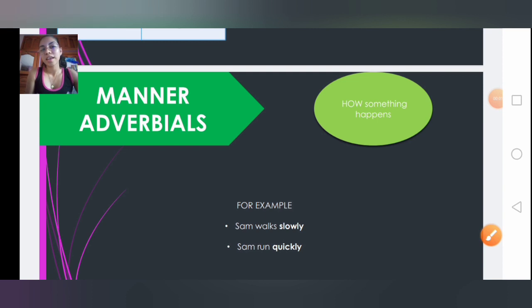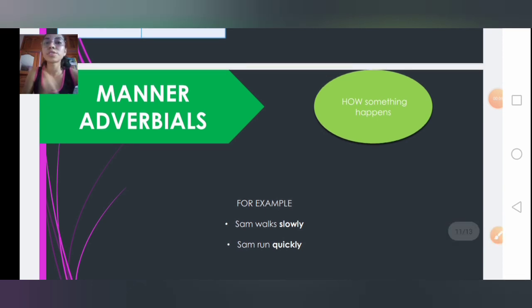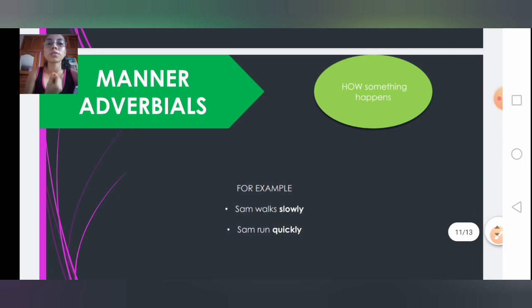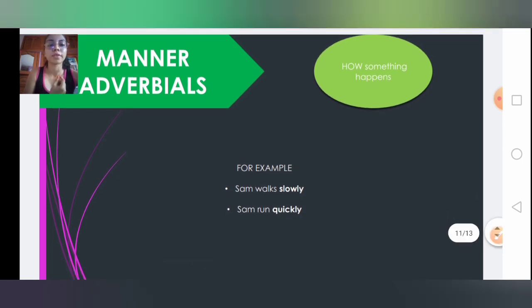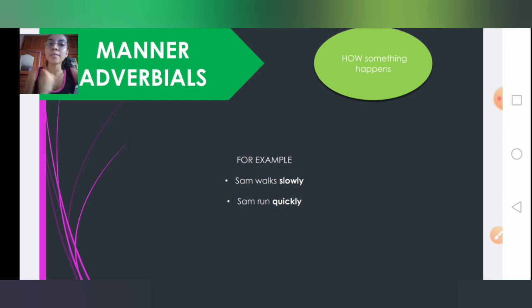Manner adverbials. These describe how something happens. They are usually placed either after the main verb or after the object. It's possible to walk or run at different speeds. For example, some walk slowly, and some run quickly. The words used to describe walking or running at different speeds are slowly and quickly.